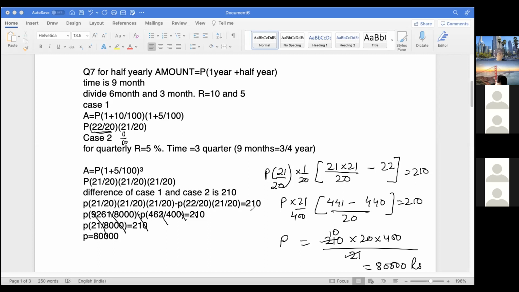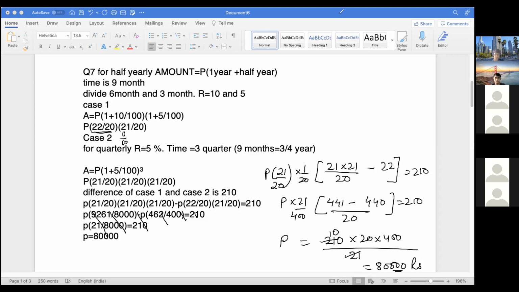80,000 rupees. Okay. Clear or not? So that's why we took here, instead of taking it as 11 by 20, we took it as 22 by 20. Okay. So that 20 निकल के cancel हो जाएगा. Even if you take 11 by 10 तो भी हो जाएगा. Understood the calculation part? Yes, ma'am.